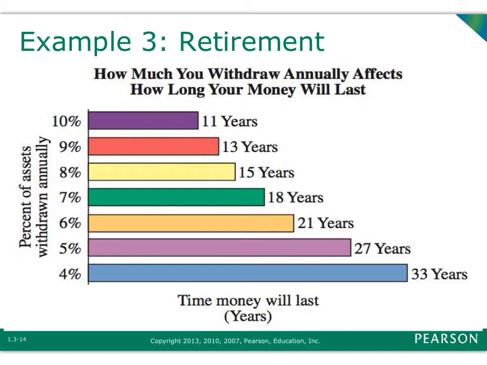If you're going to withdraw 10% of your savings per year, you only have 11 years of that savings. If you do 9%, it's 13, and if you go all the way down to 4%, it can last approximately 33 years.